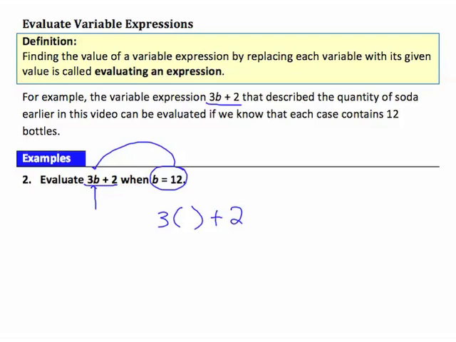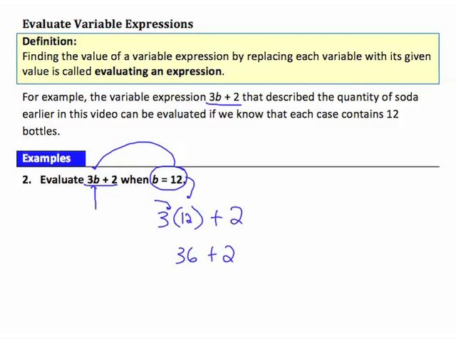Now that I have the open set of parentheses there, I can plug the fact that b equals 12 into our expression. So I would put 12 in here. Now I want to follow the order of operations. It was convenient that we used parentheses here because we know now that this operation between the 3 and the 12 is multiplication. So I want to do that multiplication before I do this addition. I would take 3 times 12, and 3 times 12 is 36.